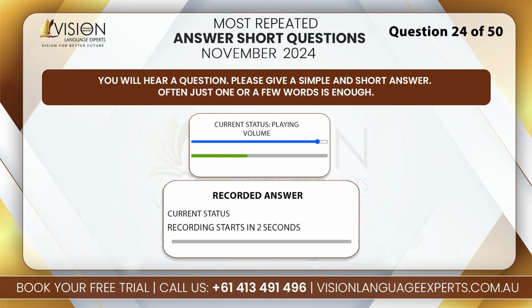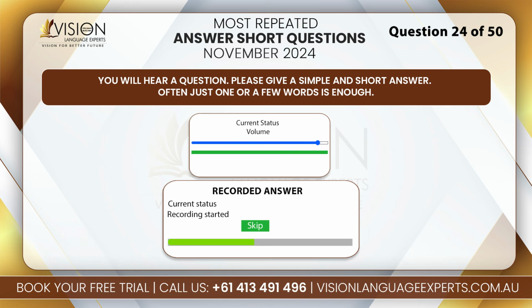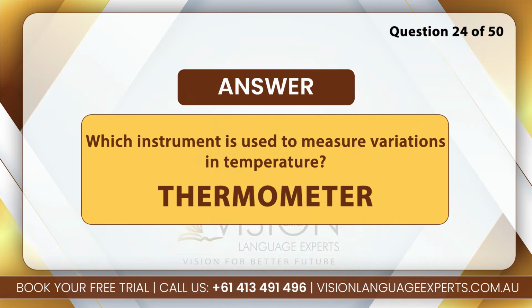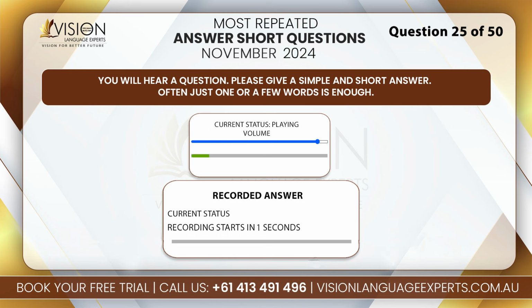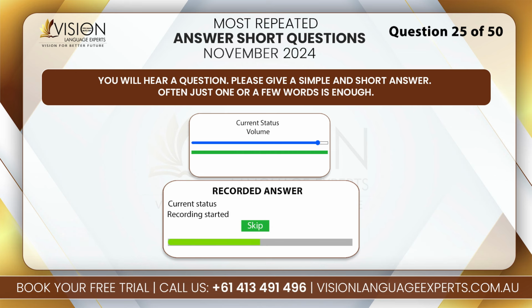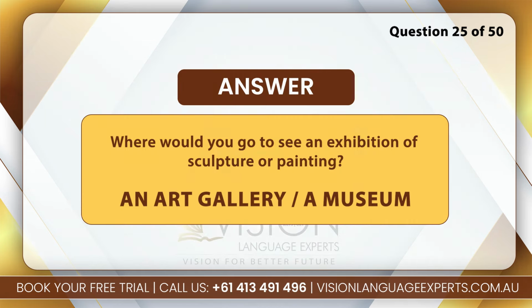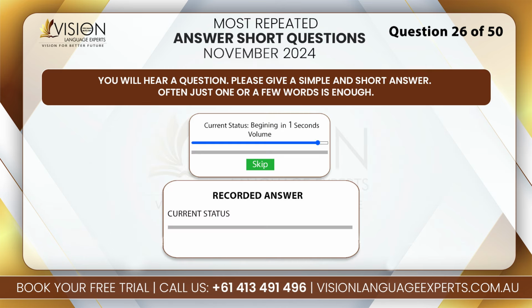Which instrument is used to measure variations in temperature? Thermometer. Where would you go to see an exhibition of sculpture or painting? An art gallery. A museum.